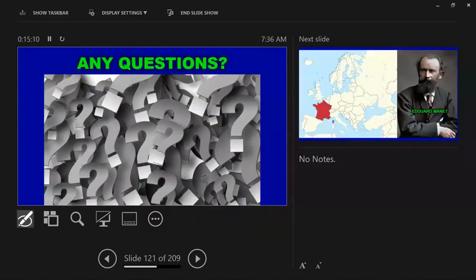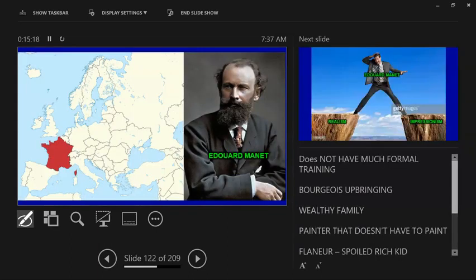All right, so that finishes us with Millet and Courbet. Any questions about those two artists? So let me introduce you to Manet.